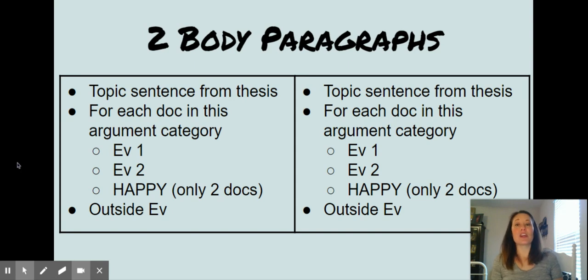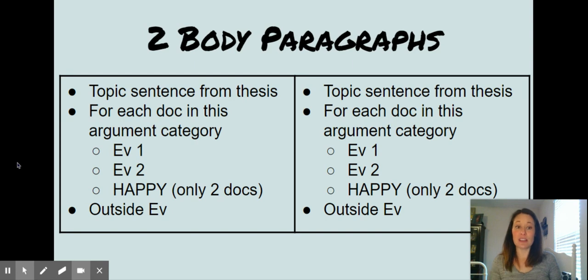Like I mentioned before, you are only going to be writing 2 body paragraphs for me, and this is what they will look like, okay? Your first body paragraph will start with a topic sentence. This is the half of your thesis argument that you're going to prove in this paragraph. For each document that you have slated for this argument category that you've grouped here, you're going to do evidence 1, evidence 2, and then maybe HAPPY. We actually only need to HAPPY 2 documents now. And I'll talk more about that in just a little bit.